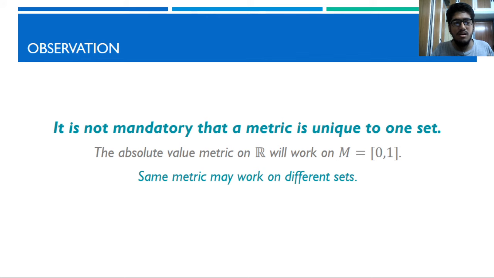And then let's look at another one. The same metric may work on multiple sets. For example, the absolute value metric that we talked about, which works on R, will also work on a set M equal to the closed interval 0, 1. The same metric may work on different sets. See that we didn't touch any textbooks. We just looked at some examples. From those examples, we are understanding better the properties of the object we defined in this definition.